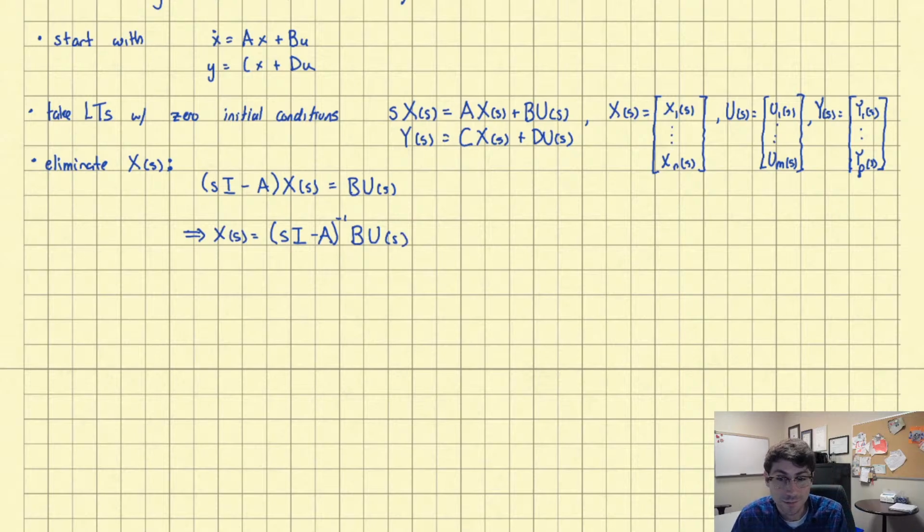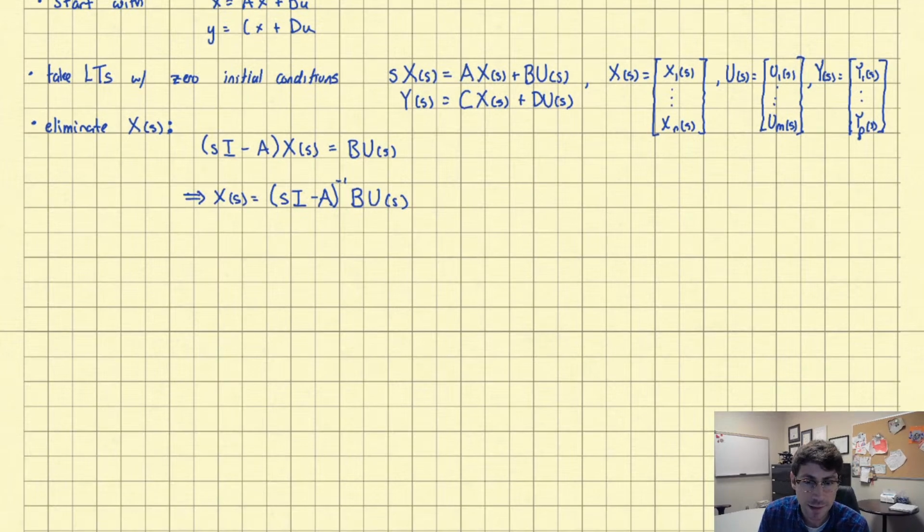Okay, that is not division. Formally, it looks like division. The notation kind of is evocative of division, but it is not, right? I'm multiplying both sides of the top equation by the inverse of that matrix. Okay, and now finally just plug that expression for x into y of s.